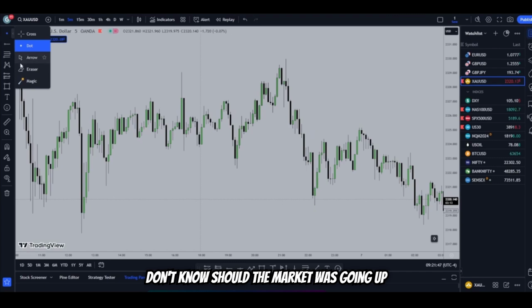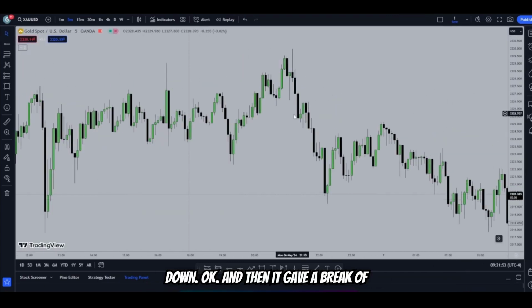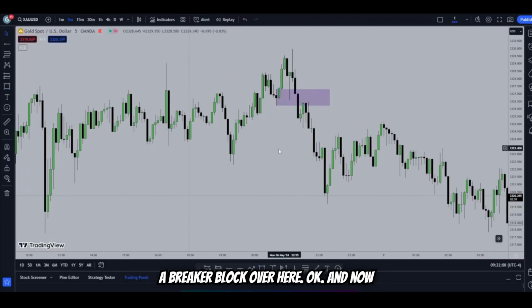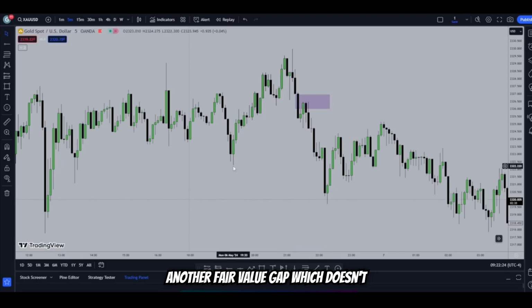So for example, if you look over here, the market was going up, then down, and then it gave a break of structure towards the downside, and there was a fair value gap over here, and a breaker block over here. Now price goes and retests this fair value gap, which is right over here. There was another fair value gap over here, but because there was a breaker block over here, price got reflected from here. So this fair value gap worked, and now there's another fair value gap which doesn't work.